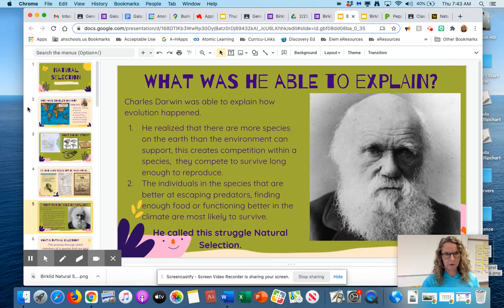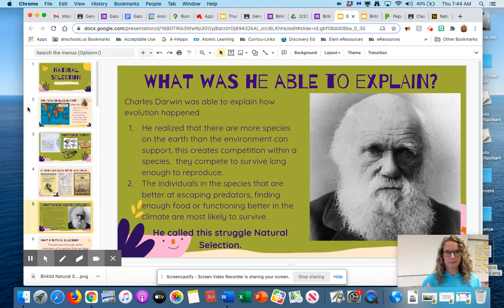So, what was Charles Darwin actually able to explain about how this evolution happened? People noticed that there were different organisms around, but nobody really wanted to take an explanation for it, because the teaching of the church right then was that everything was created for its specific purpose, and that was it. So, he realized that there are more species on Earth than the environment can support.